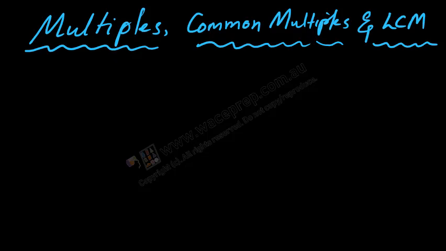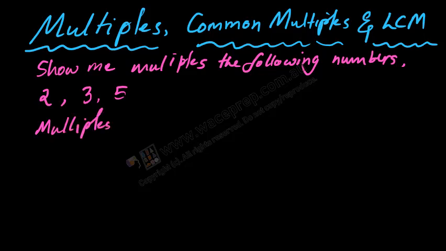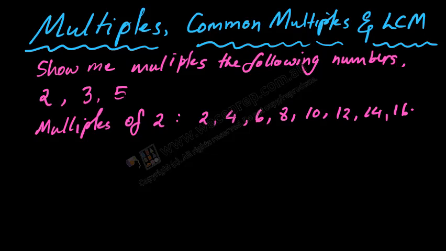Now let's start off with an example. When we talk about multiples, and somebody says show me multiples of the following numbers, say for example 2, 3 and let's say 5, then we can say multiples of 2 are 2, 4, 6, 8, 10, 12, 14, 16 and so on.